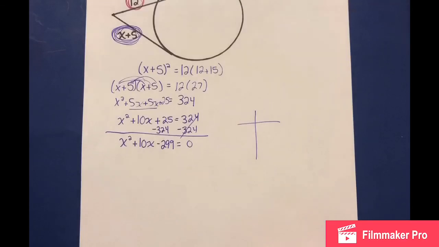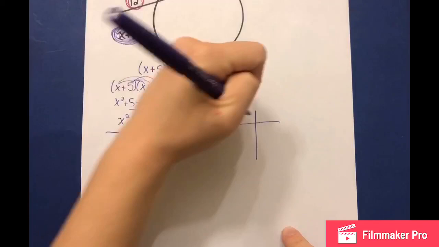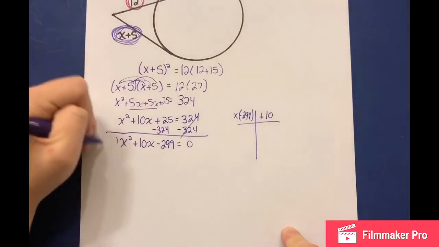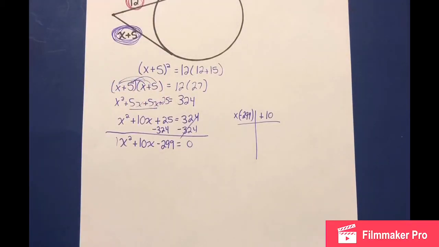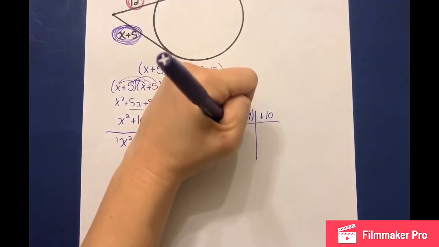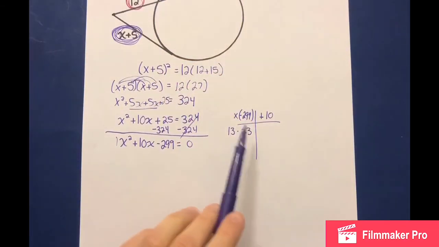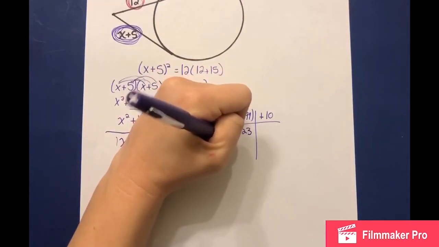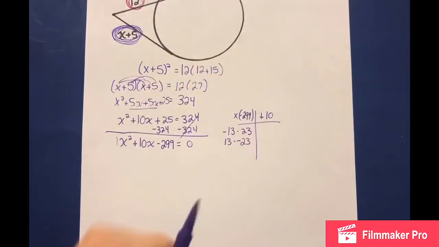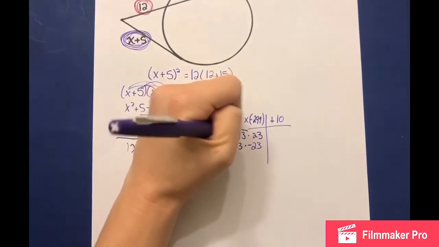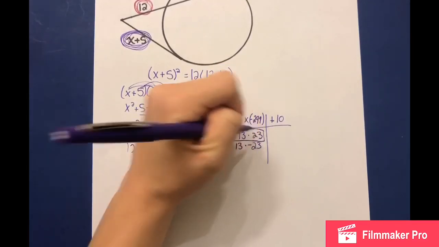I'm going to set up my T-chart at the same time. So here we're going to multiply to negative 299. We're going to add to 10. I already checked there's a 1 in front, so we're good. Okay, so let's break down negative 299. In this case, I get 13 times 23. They have a difference of 10. I need them to multiply to a negative, so one of these needs to be negative. Let's see which one will end up working in our case. We want them to add to positive 10, so I'm going to choose the top one because the bigger number has that positive sign.